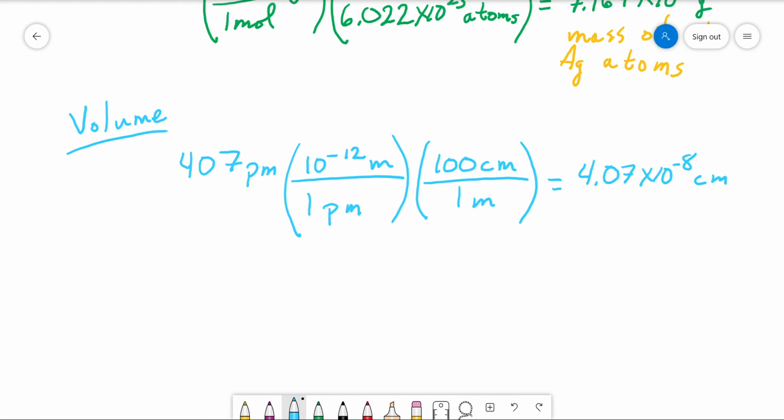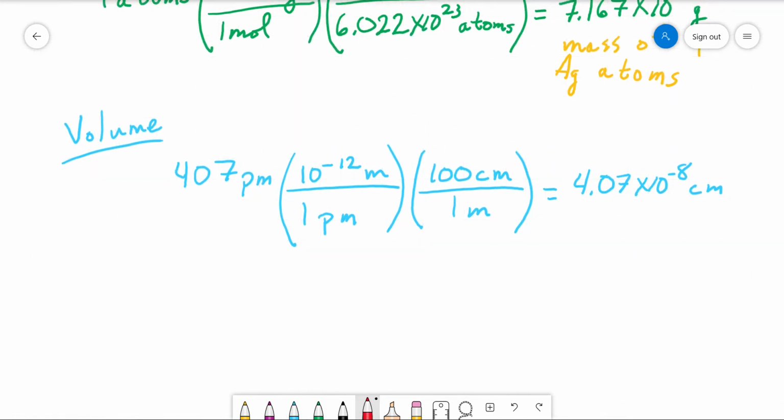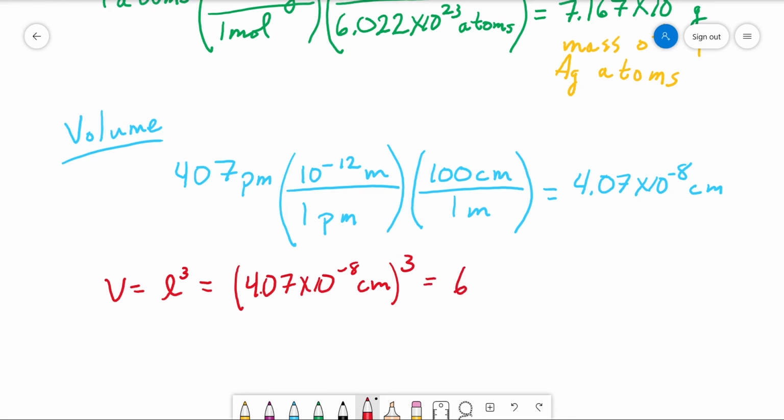So now, that's not our volume. That's just the length of one side in centimeters. So volume for a cube is length cubed. So all we have to do is take that 4.07 times 10 to the negative 8th centimeters, and we cube it. And we get 6.742 times 10 to the negative 23rd centimeters cubed.